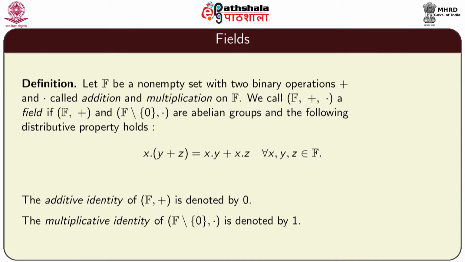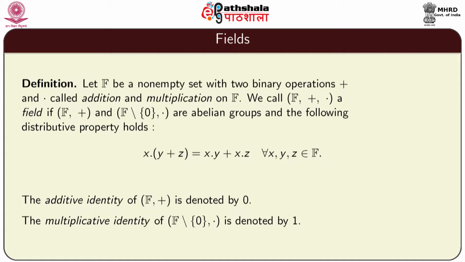We now come to the formal definition of a field. Let F be a non-empty set with two binary operations plus and dot called addition and multiplication on F. Now, what is interesting here is that we use the same notations for these binary operations as the usual multiplication or addition of Q, R, C, Z, etc. You can think of this binary operation as a kind of natural abstraction of the usual addition and multiplication of numbers.